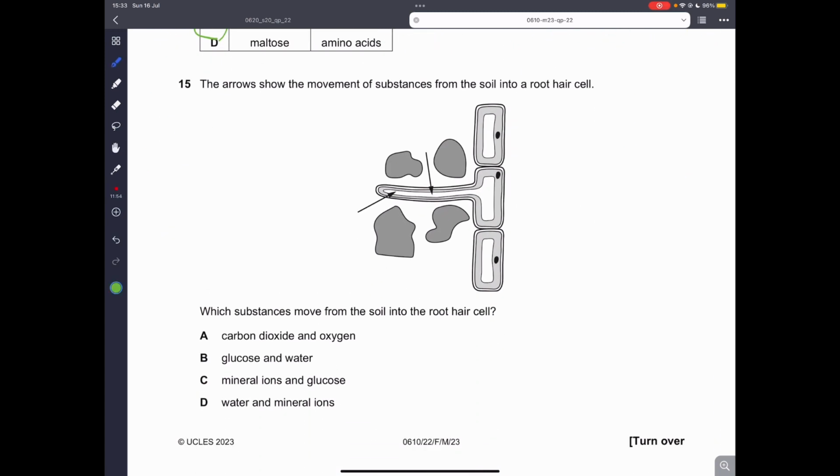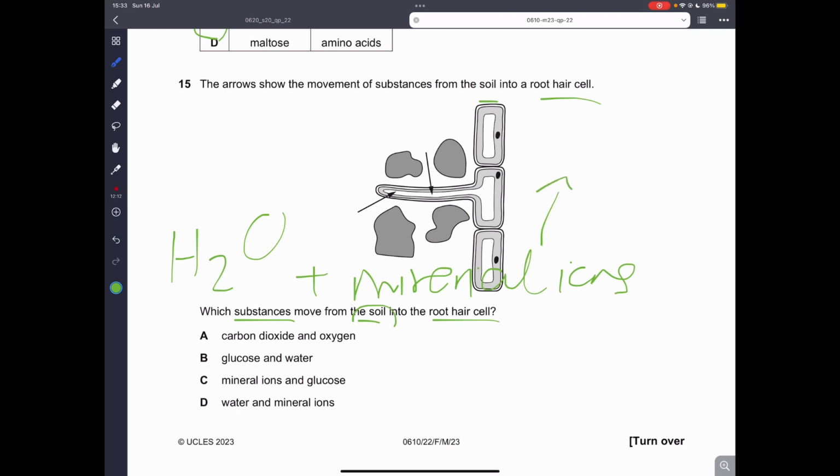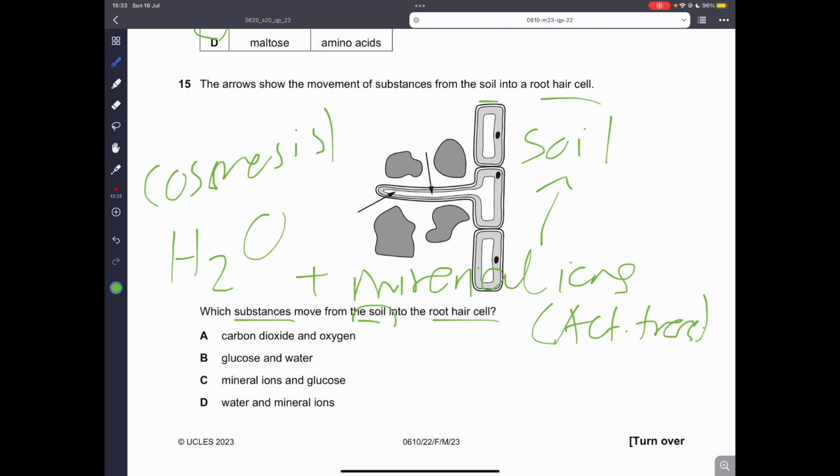Question 15, the arrow shows the movement of substances from soil into a root hair cell. Which substances move from soil into a root hair cell? It could only be one answer, which is water and mineral ions, because they are in the soil. Water moves by osmosis. Mineral ions are moved by active transport. So D is the correct answer.